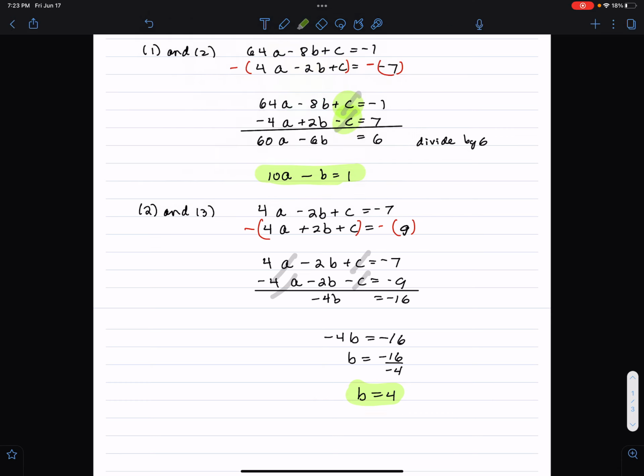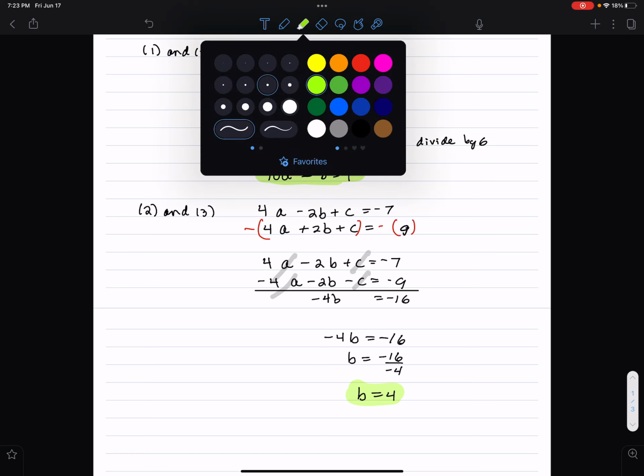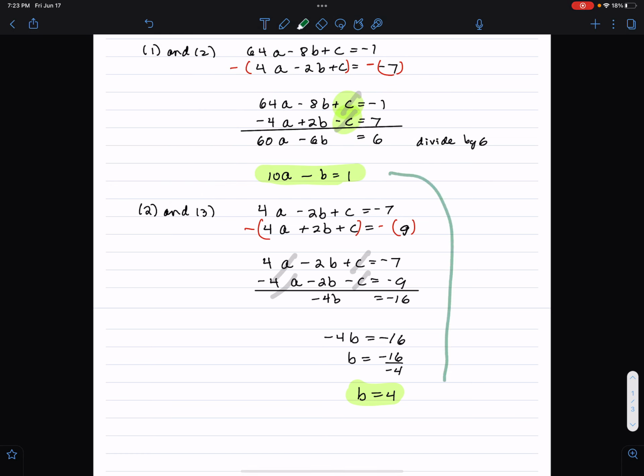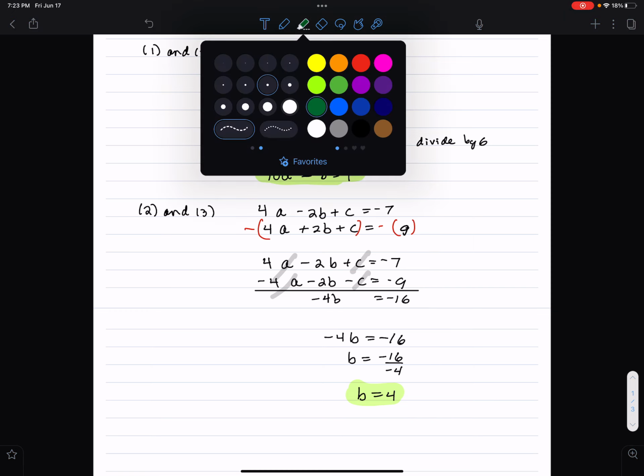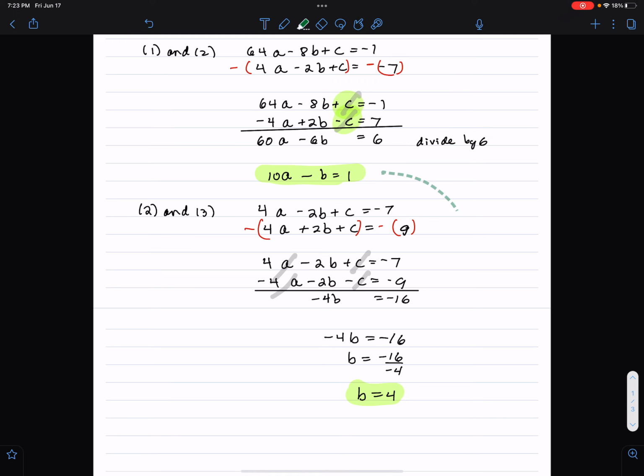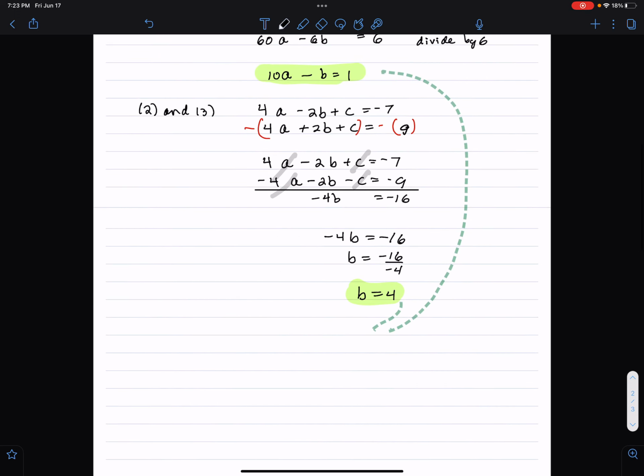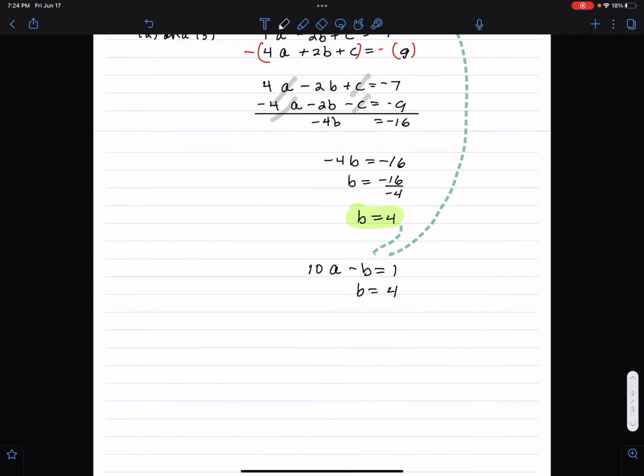What I'm going to do is make little snail tracks to show where I'm going with this. I like doing the snail tracks. So let me get that special dotted thing here. So I put those together, and I have, okay, 10a minus b equals 1. B is equal to 4, so certainly I can find a. Try to keep the handwriting nice.